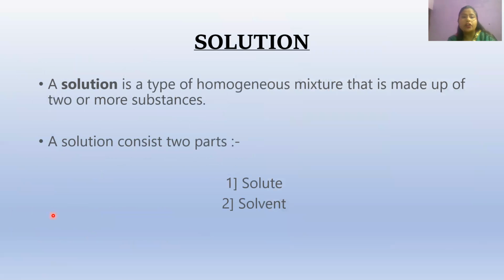Now the next topic is solution. A solution is a type of homogeneous mixture that is made up of two or more substances. In a solution, there are always two substances. A solution has two parts, the solute and the solvent. Listen here, be careful. A solution is a mixture of two or more substances. Whenever two or more substances combine together, they form a solution. It consists of two parts, solute and solvent.